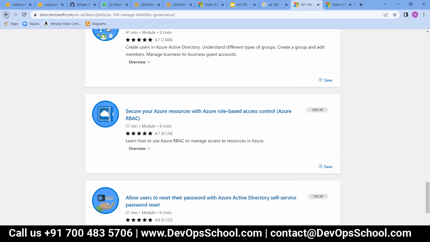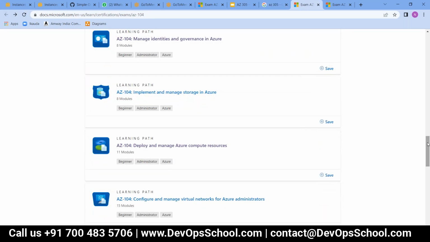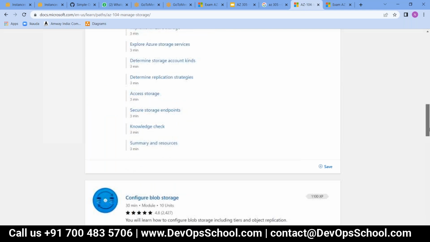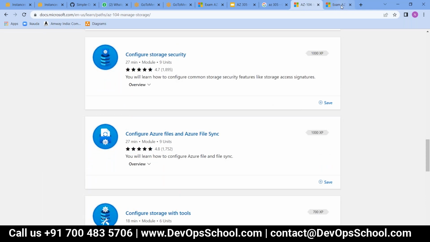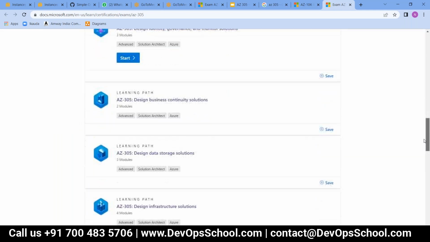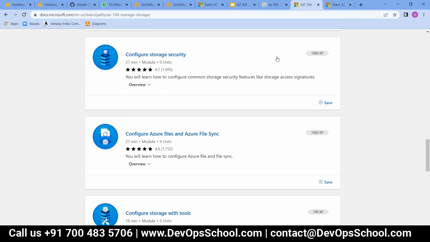Similarly, let us see the whole curriculum of 104. I talk about storage, and again, storage is talked about as part of 305 as well, such as storage accounts. If you see 305, there is the design data storage solution. A similar thing they talk about in 104, but they talk in terms of implementation.